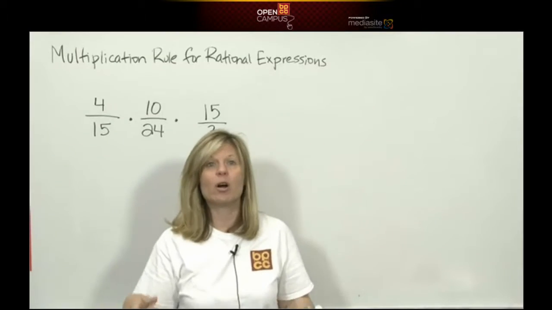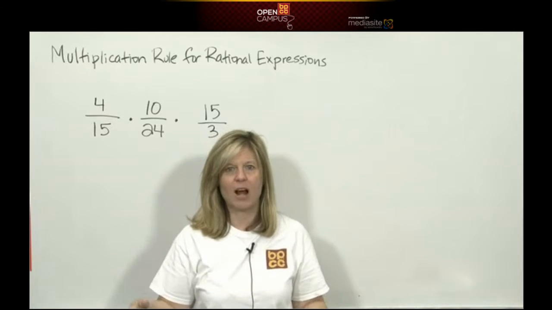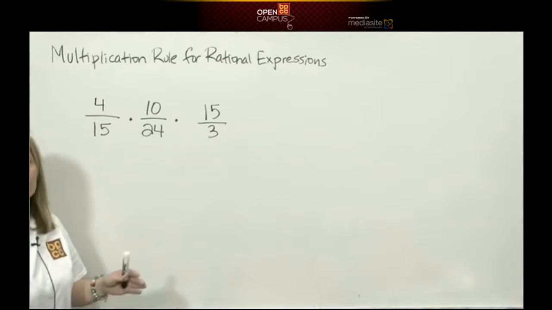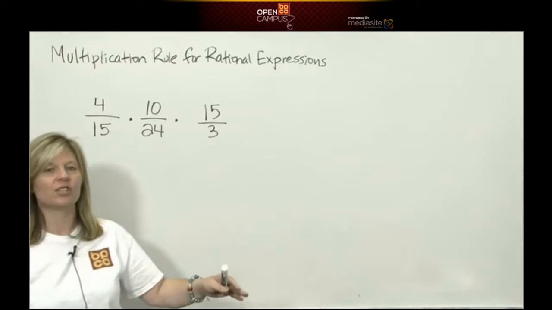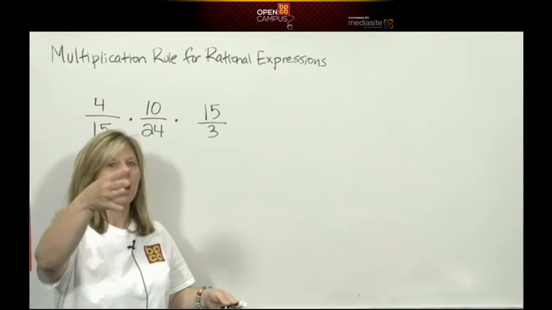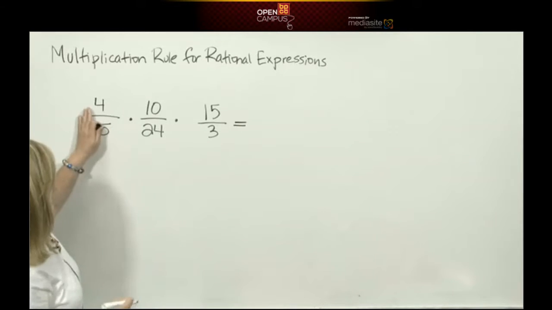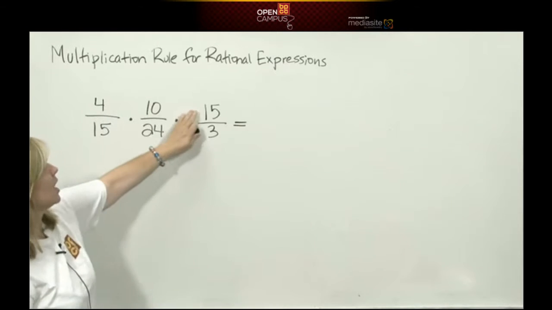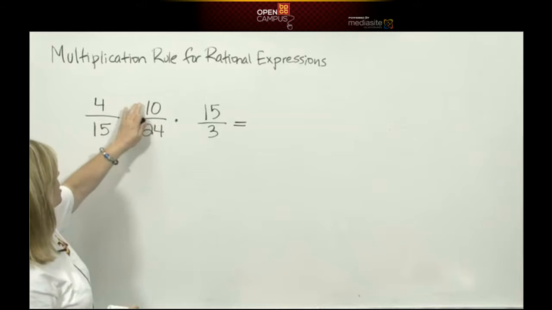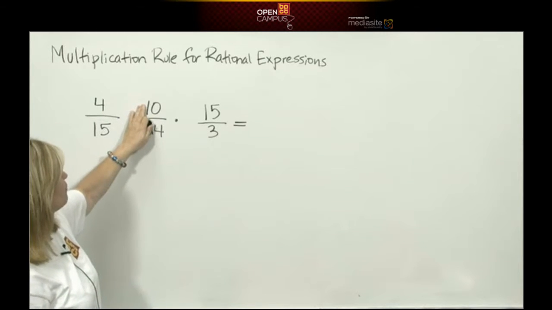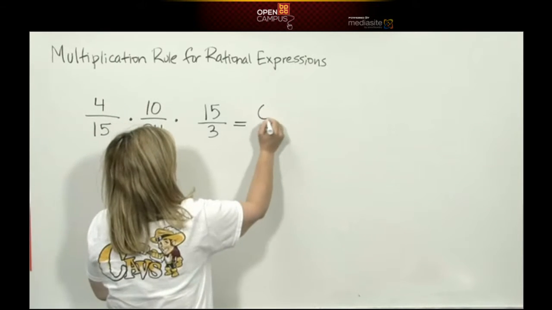Okay, so today we want to understand how to multiply fractions. The rule is simple. The rule says multiplying fractions is no problem, top times top and bottom times bottom. So technically speaking, we're supposed to do 4 times 10 times 15. 4 times 10 is 40, and 40 times 15 I know is 600.